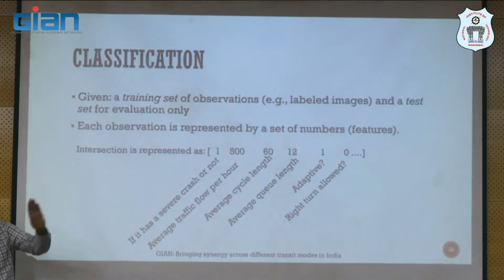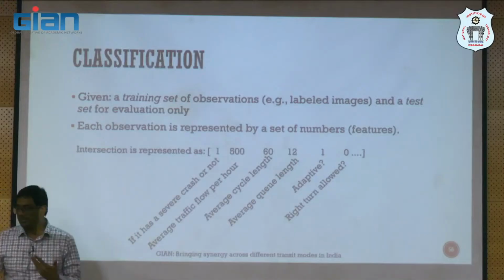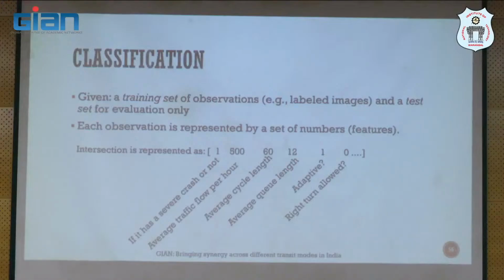Now we will look at all the features. So what should it depend on? It should depend on average traffic per hour or per day, average cycle length, because it's an intersection. We are looking at queue length, whether the signal design is adaptive or not. Again, this is in the US context, so right turn is free there. So that's what we have. We have this information.